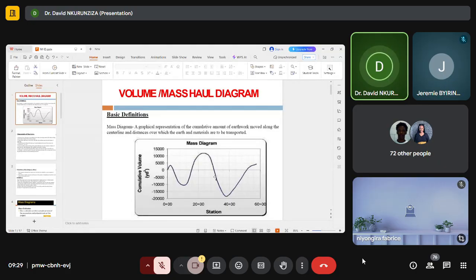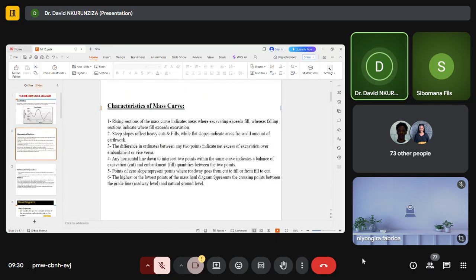If you have high rising, it means there is a high cut. If you have high falls, if the slope is very high, it is a high fill. If you have low rising and low falling, it means the volume of cuts and the volume of fills is of course also low, not too much. That's what we state in bullet number two.